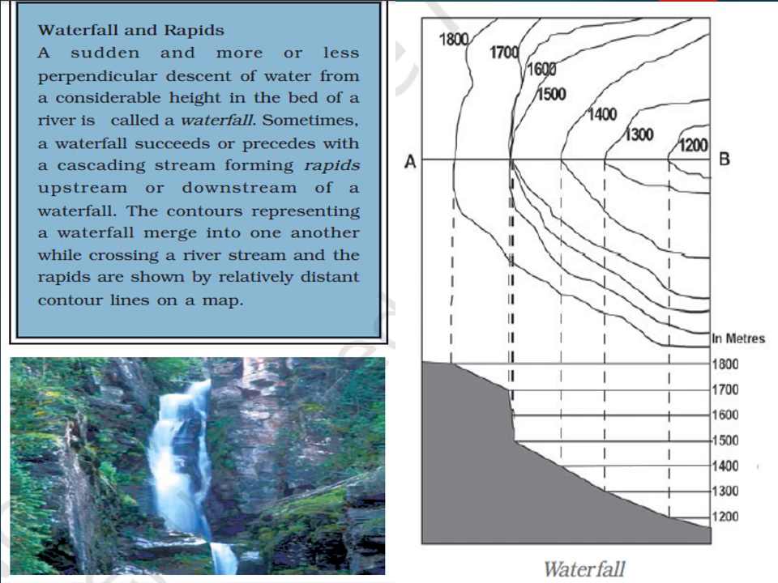When contours on the map are very close to each other as they cross a river or stream, we find that they are touching each other, right? So it indicates the presence of a waterfall. So this is a very important feature of the waterfall, that they start where the contour lines are touching each other, and it indicates the relief of a waterfall on the topo sheet.